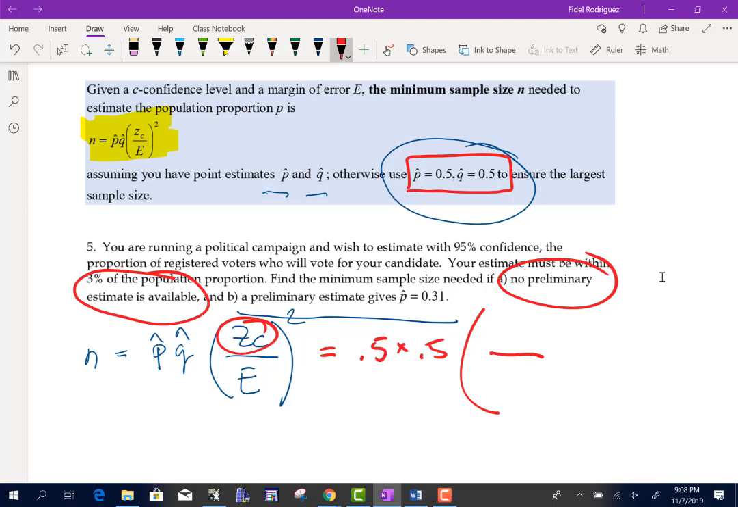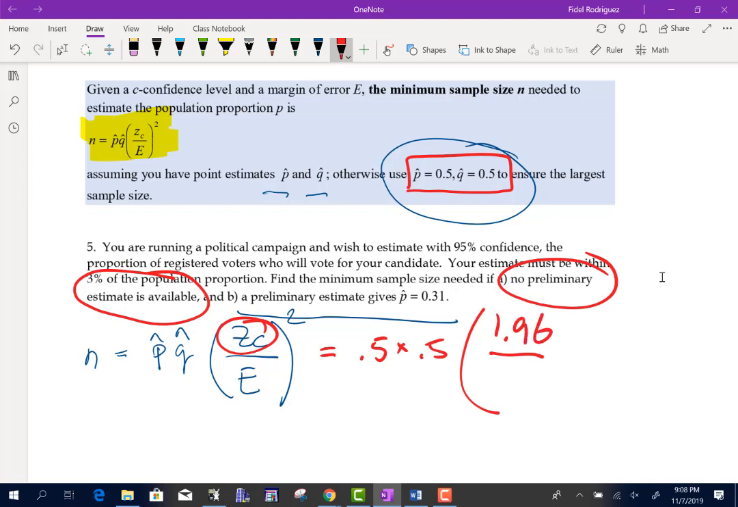Isn't our ZC 1.96? Okay, so just to give you a heads up again, you don't have to use the inverse norm every single time. Use the standard ones that are given to me, right? Okay, so look, 1.96.